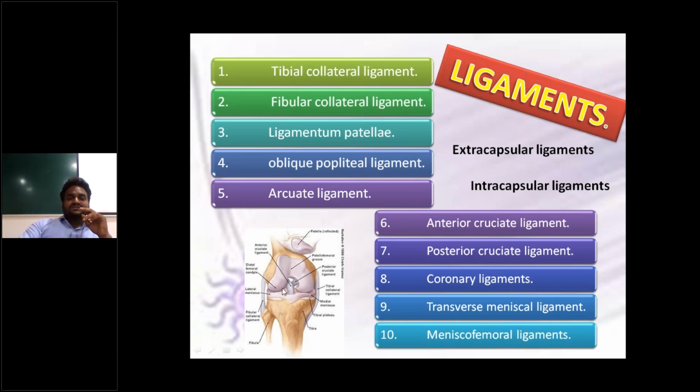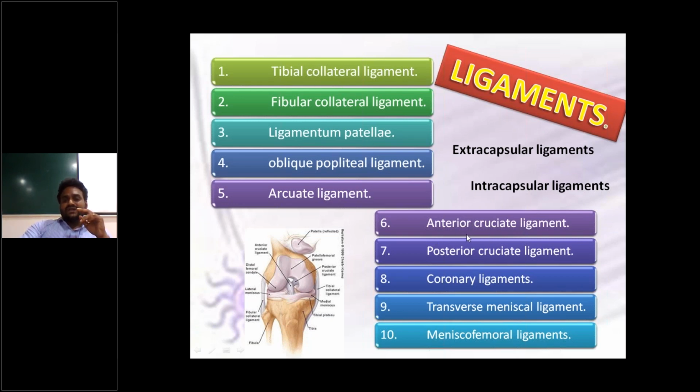Some of the ligaments are morphological modifications of muscles. For example, the tibial collateral ligament is a morphological remnant of the adductor magnus muscle. The fibular collateral ligament is the morphological remnant of the peroneus longus muscle. The ligamentum patellae is the morphological remnant of the tendon of quadriceps femoris. And the oblique popliteal ligament is an extension of the semimembranosus muscle. So these are the modifications.